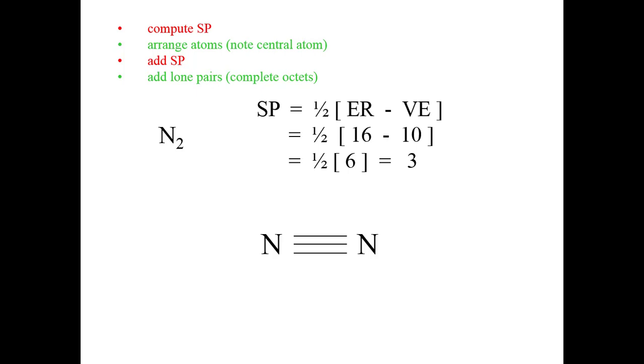To get to the octets, we need to add 1 lone pair to each nitrogen. Notice that the 6 electrons in the triple bond plus the 4 electrons in the lone pairs total to 10, which is Ve in the formula.